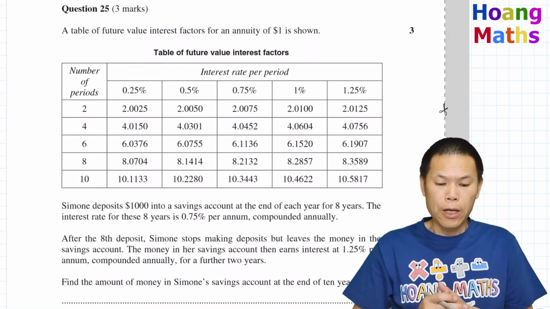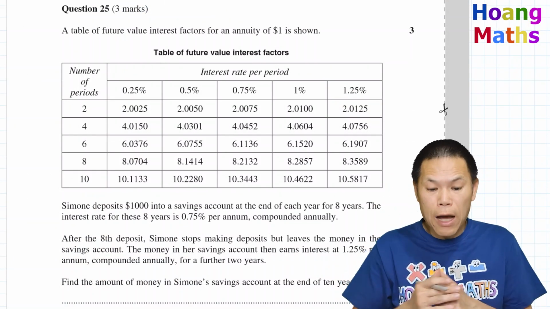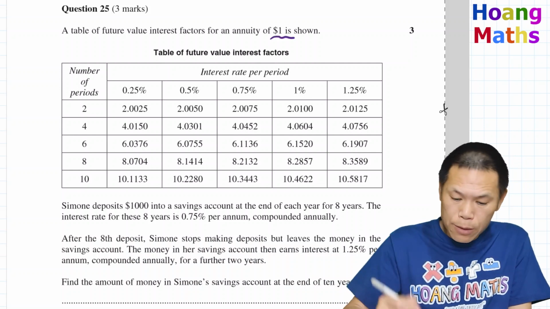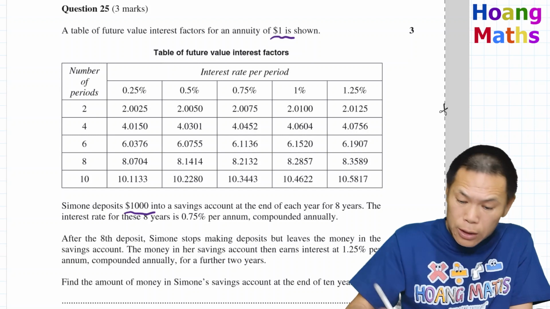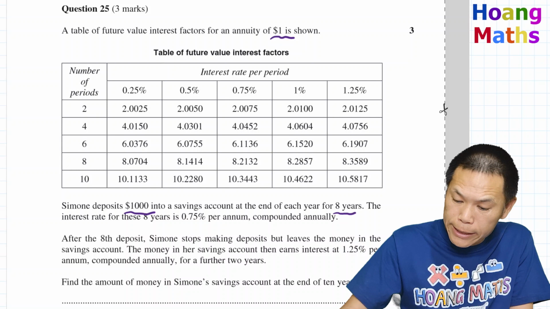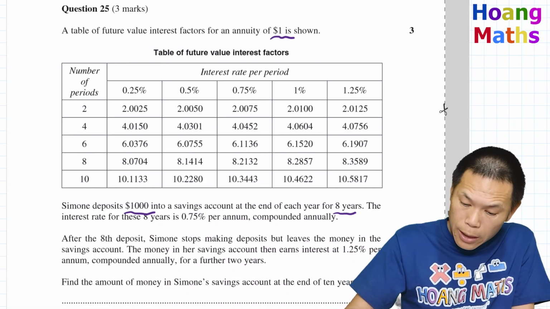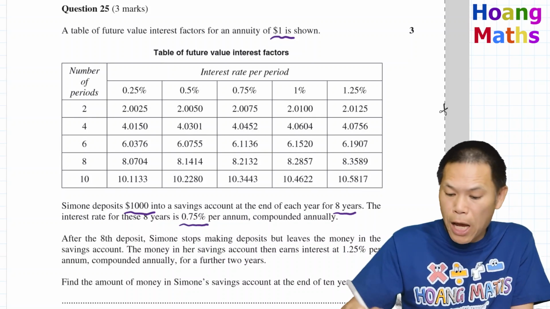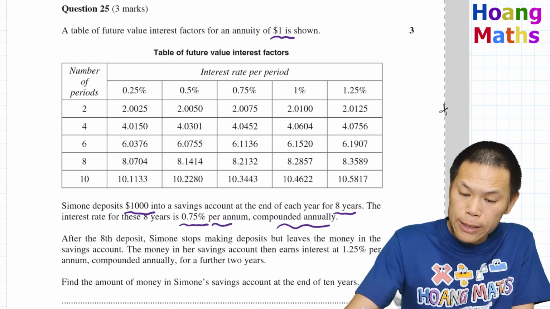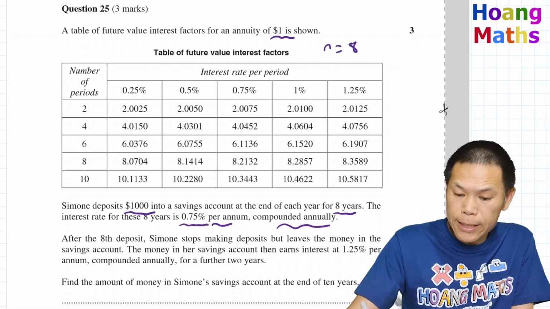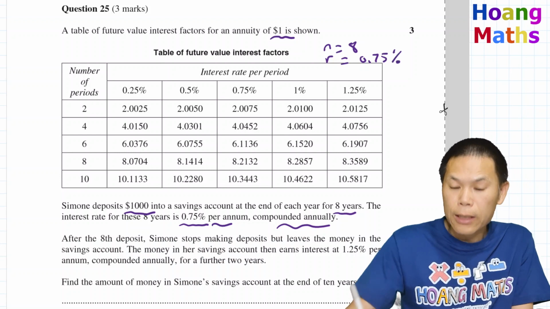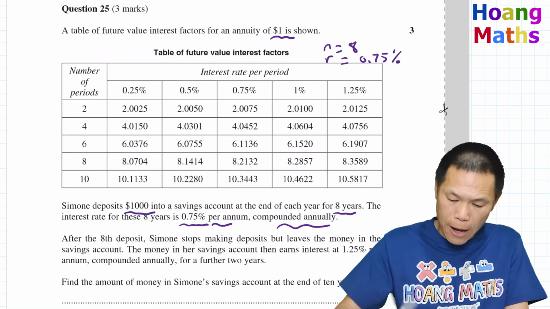Question 25. The table shows the future value of an annuity of $1. We know that Simon deposited $1,000 into his savings account at the end of each year for 8 years, and the interest is 0.75% per annum, compounded annually. So that means N is 8 and R is 0.75%. That is the information we know so far.